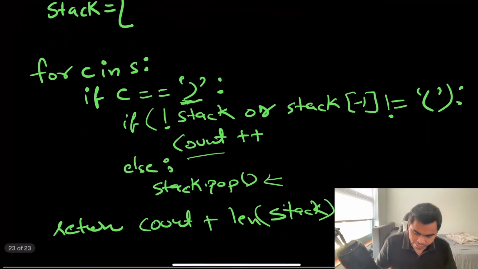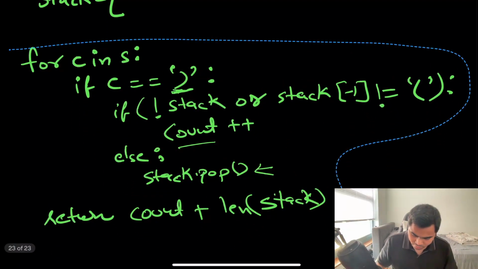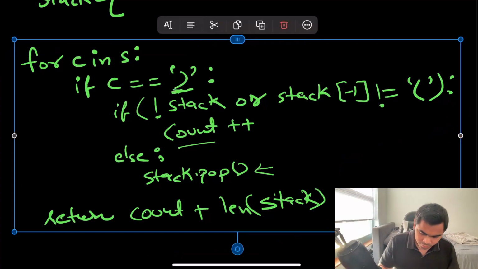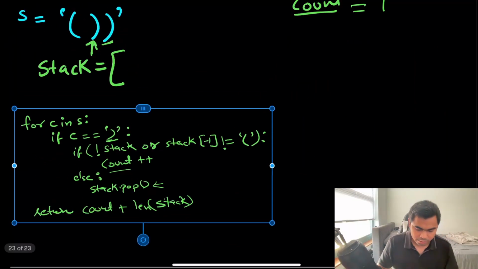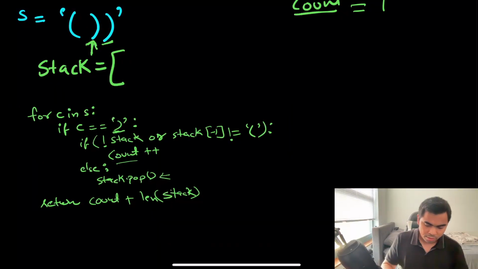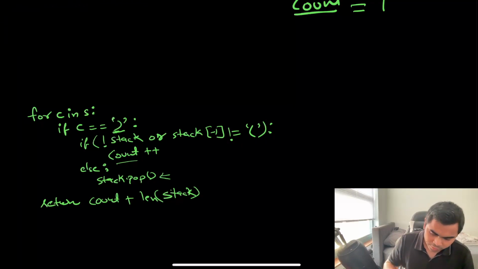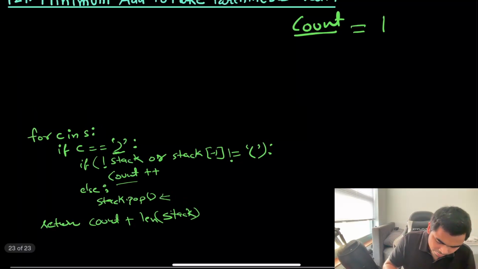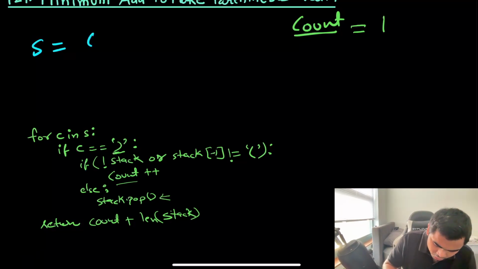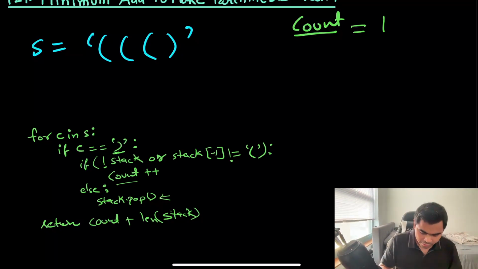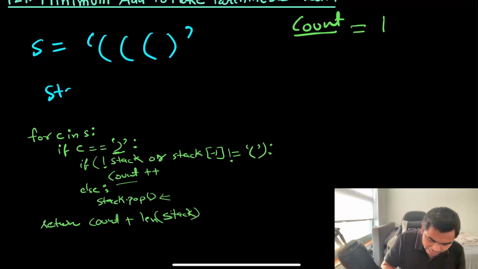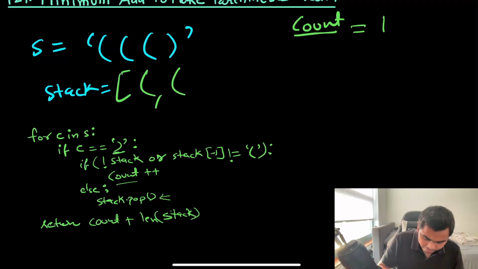The reason is, what if... and before we do that, let me just shrink our code right here, and let's say my example here was something like S equals all opening brackets and one closing bracket. In this case, what will happen is we will have a stack, and then we see an opening bracket, we append, we see an opening bracket, we append.